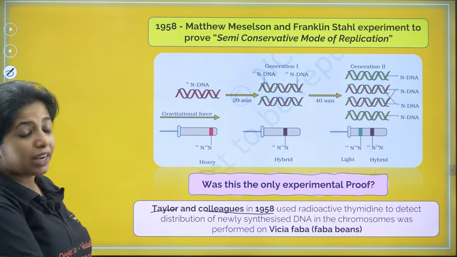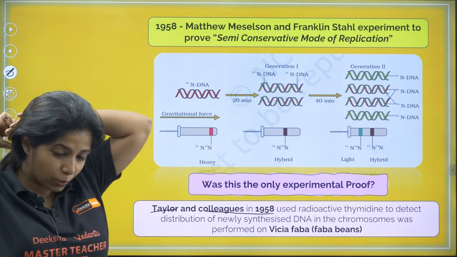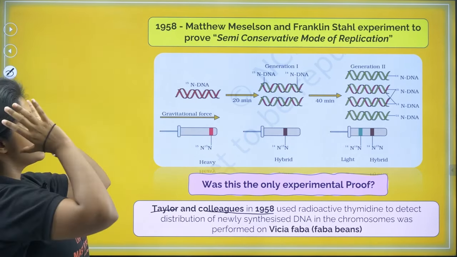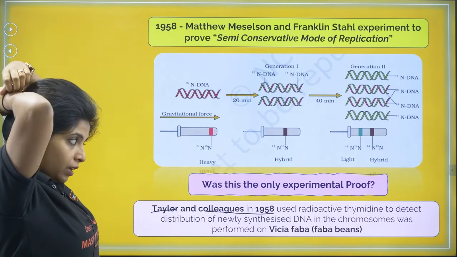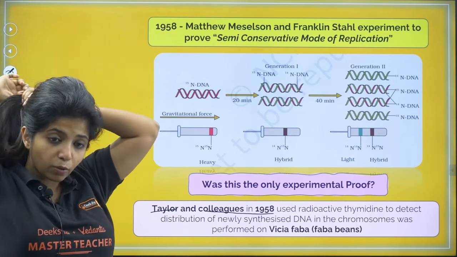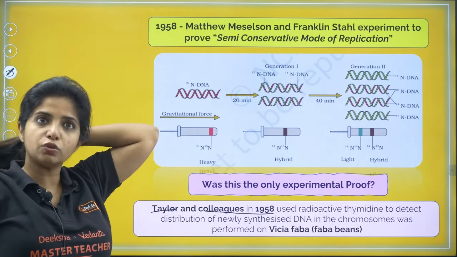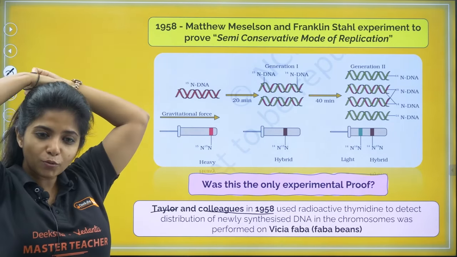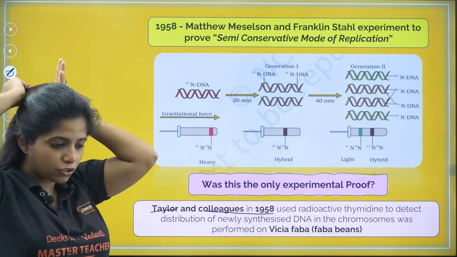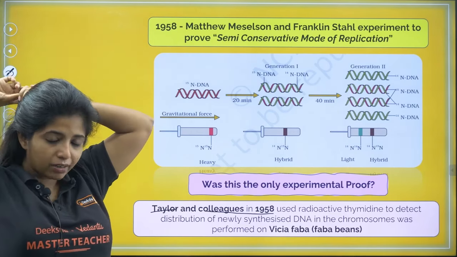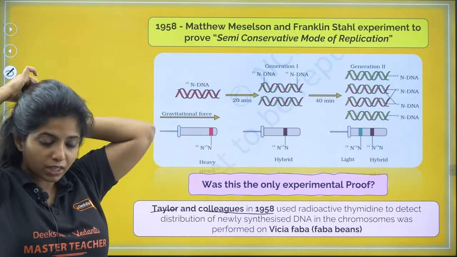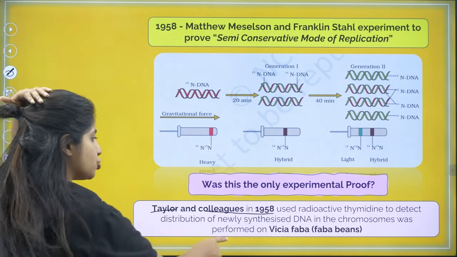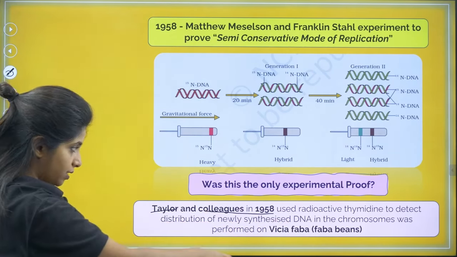They used radioactive thymidine to detect the distribution of newly synthesized DNA in the chromosomes. This was performed on Vicia faba. Now this question is very important, which is why I am discussing it. There can be an MCQ question, or if you are someone preparing for NEET or KCET, my dear children, this question can come in. Taylor and colleagues also tried to prove the semi-conservative method of replication with the help of Vicia faba, which is this. You also call this Faba beans.